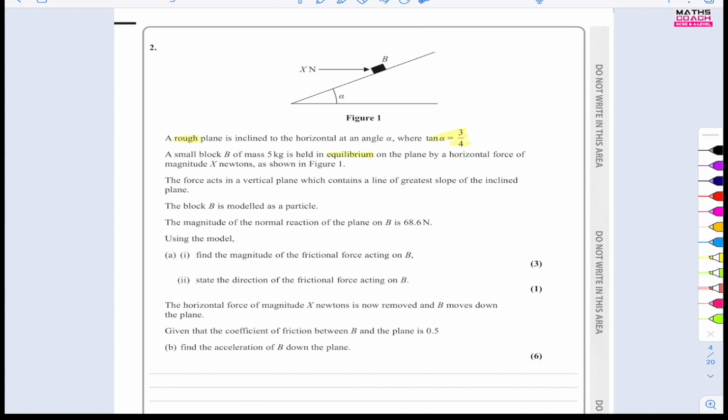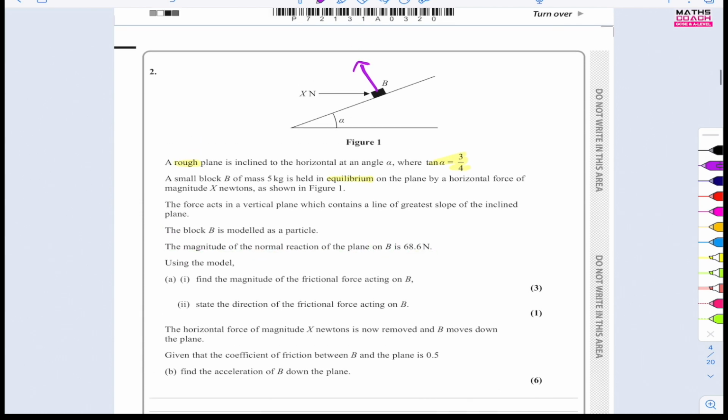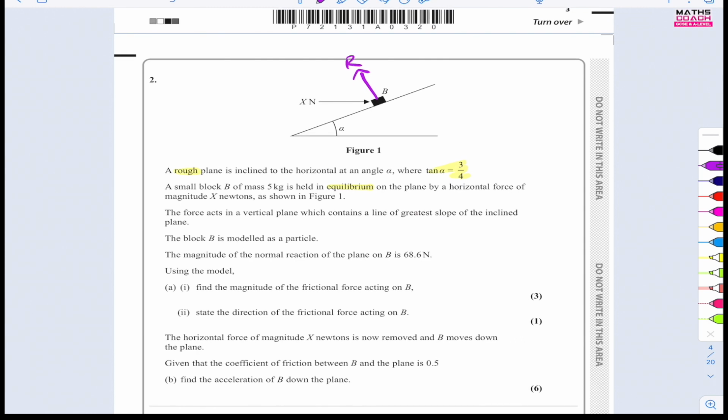The magnitude of the normal reaction of the plane on B is 68.6, which means we can do that right now. So usually with these diagrams, you're going to write down R, but here you're given what R is. You're told that R is equal to 68.6 newtons. Usually that's not given to you if you look at previous past papers.